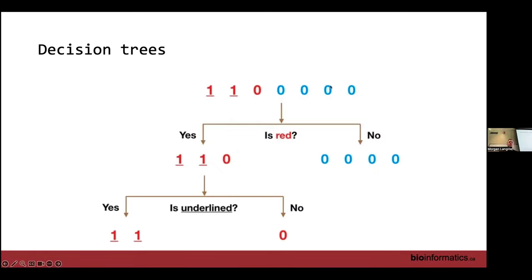So we know that some of these are blue and some of them are underlined. And so you can come up with a question of, is it red? That splits our data into no and yes. And then we have a decision about, is it underlined? Well, yes, these go over here and no, it goes over here. And now we essentially have a decision tree that models this data.